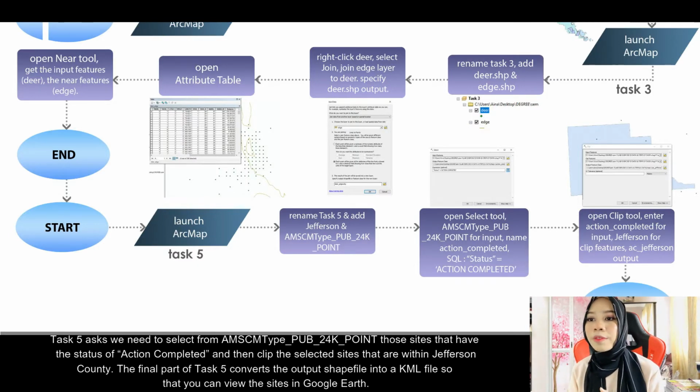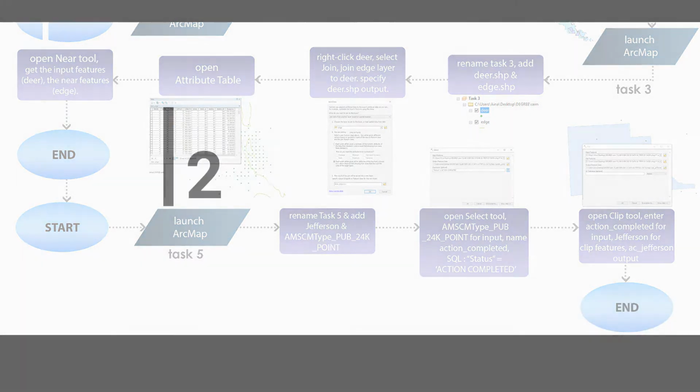In Task 5, we need to first select from the AMSCEMT type PUB 24K points those sites that have the status of action complete, and then select the sites that are within Jefferson County. The final part of Task 5 is to convert the output shapefile into a KML file so that we can view the sites in Google Earth.